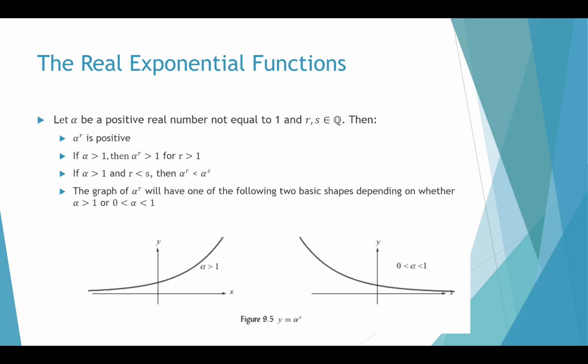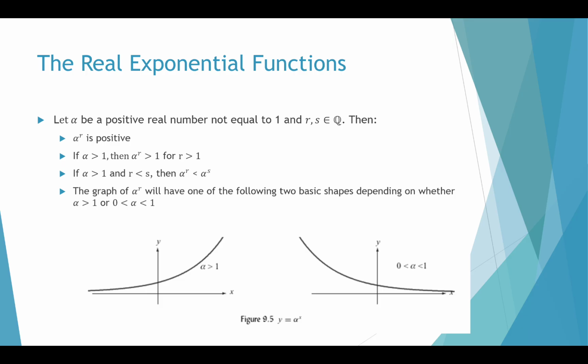So let alpha be a positive real number, not equal to 1, because 1 is really boring. And R and S are rational numbers. Then alpha to the R is positive. If alpha is greater than 1, then alpha to the power of R is also greater than 1 for any R greater than 1.